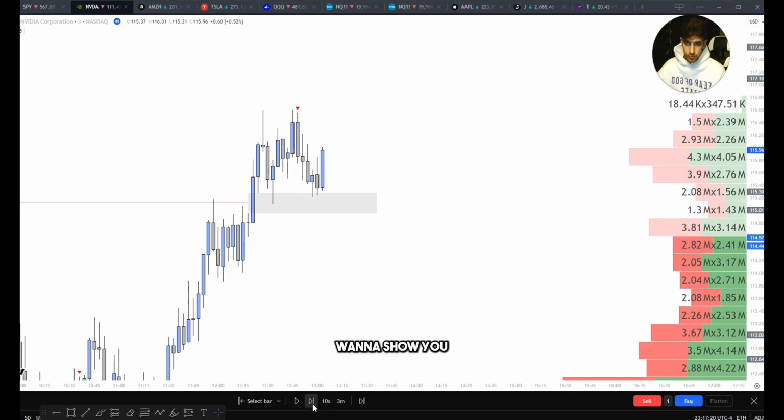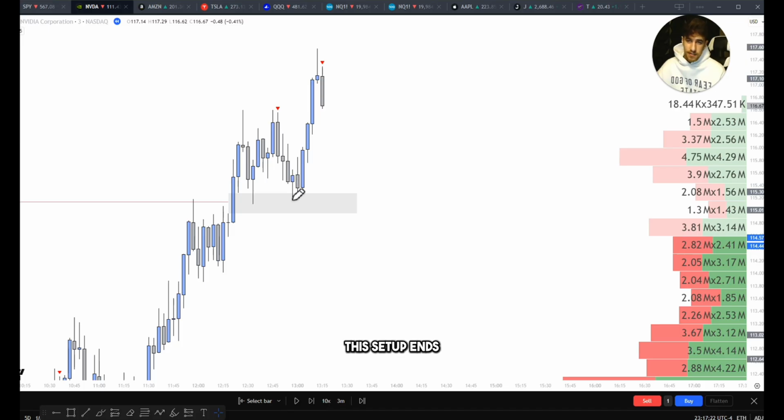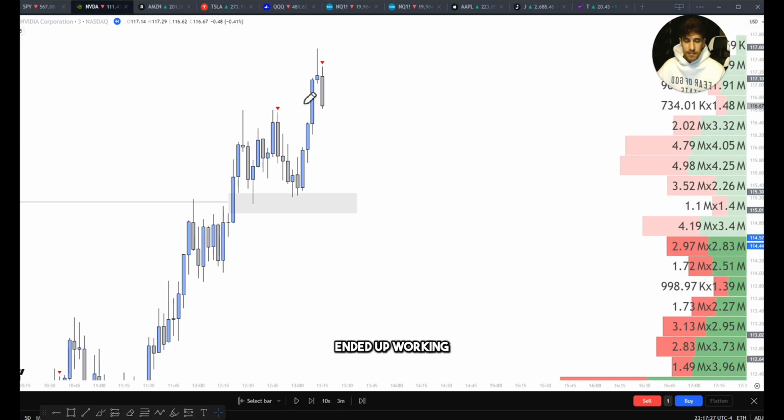So what I want to show you is this. If we take a look at this, this setup ends up actually getting a move. All right. But this is one of those setups though, even though it ended up working out and things like that, I don't want to play it. All right. These are the type of trades where I take a look at and I'm just like, you know, I really don't like the fact that the price action was like this.